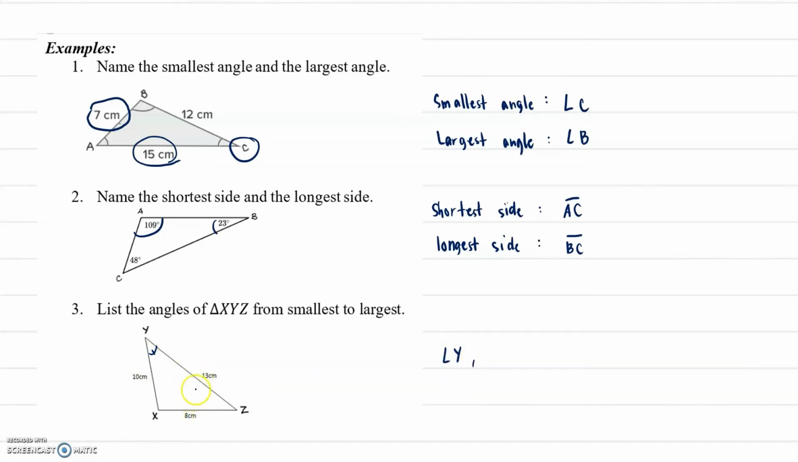Next, we have 10 centimeters. So the angle opposite to it, the middle, is angle Z. And the largest angle is the angle opposite to the longest side, which is 13 centimeters, so that is angle X. So arranged from smallest to largest, we have angle Y, angle Z, and angle X.